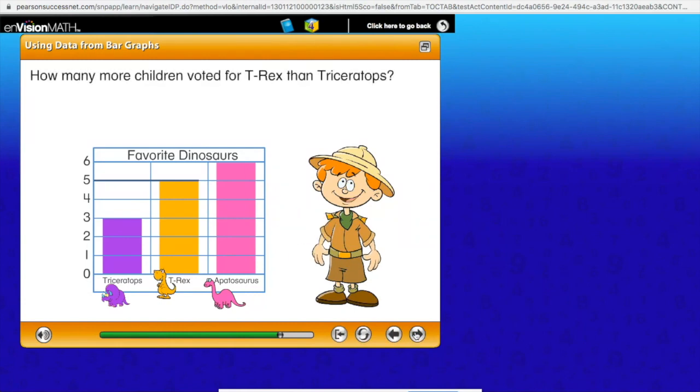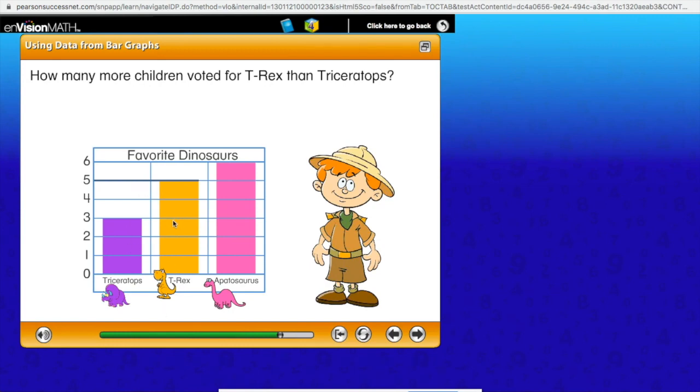How many more children voted for T-Rex than Triceratops? So now we're back to those key few words. How many more, how many fewer? And when we see those words in the beginning of a sentence, that means I'm going to be comparing two different categories. So in this case, I'm comparing the T-Rex and the Triceratops. We know that more children voted for T-Rex, but I want to know how many more, how many extra votes it got. So in order to do that, if you remember from our lesson yesterday, all I have to do is subtract the two categories from each other.